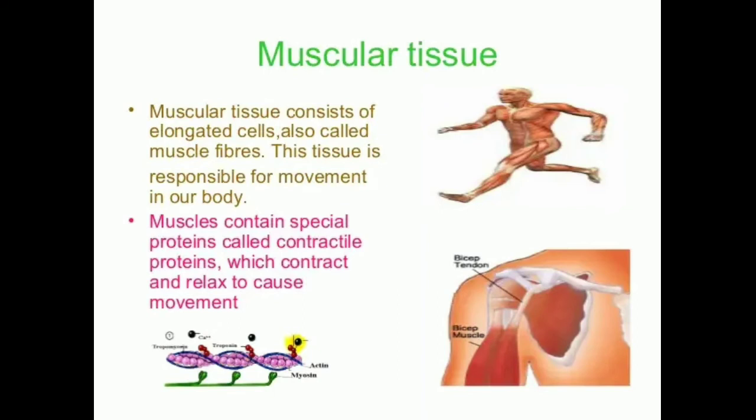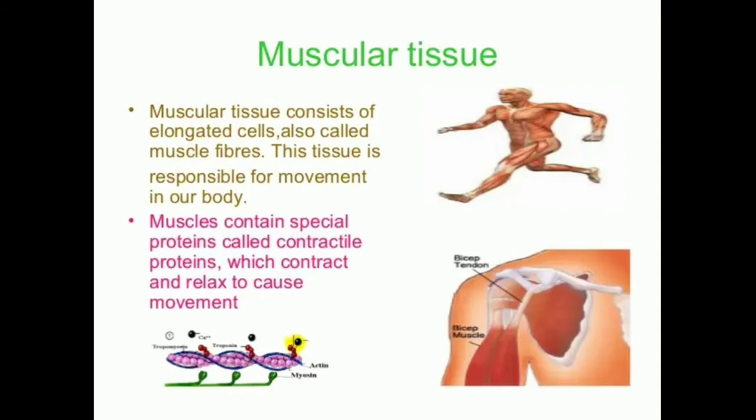So there are voluntary muscles and involuntary muscles. Voluntary muscles means which will move under our will. We can control that movement. But involuntary muscles, we can't control the involuntary movements that are caused by the involuntary muscles.